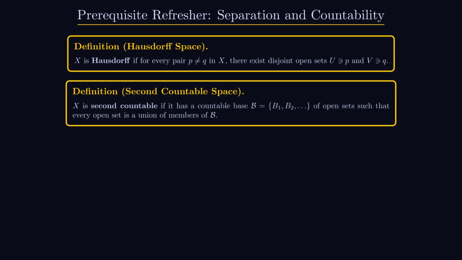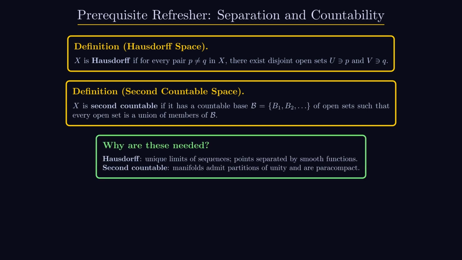Why do we need both? First, the Hausdorff condition ensures limits of sequences are unique and that points can be separated by smooth functions, essential for analysis. Second, countability ensures that manifolds are paracompact and admit partitions of unity, the fundamental patching tool we will use throughout the course.